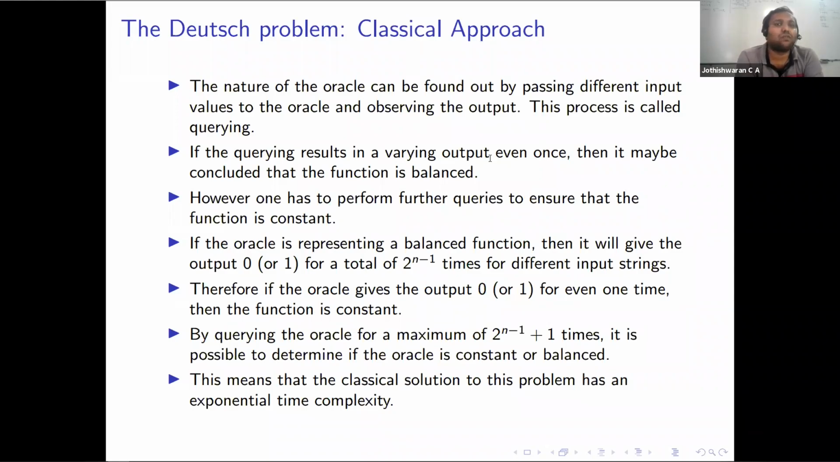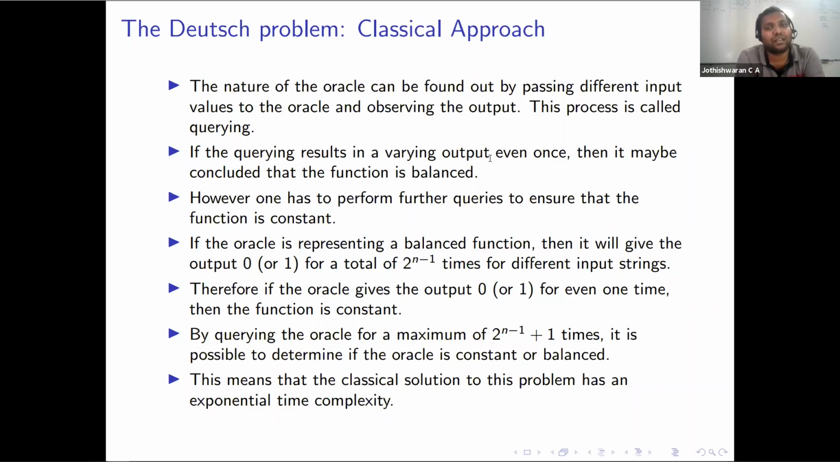So the classical approach. Now, given this oracle, what can we do? The only thing we can do is give it an input and see what the output is. That is all we are going to do. This act is called querying. So if we can only give an input and ask for an output, then fine, I will give some randomly chosen input. I will see what the output is.